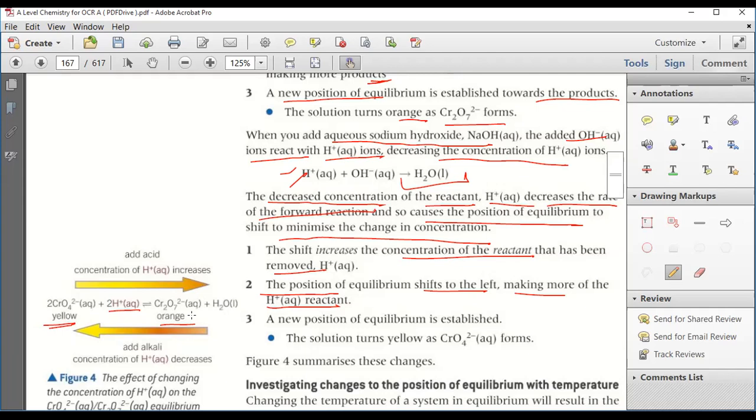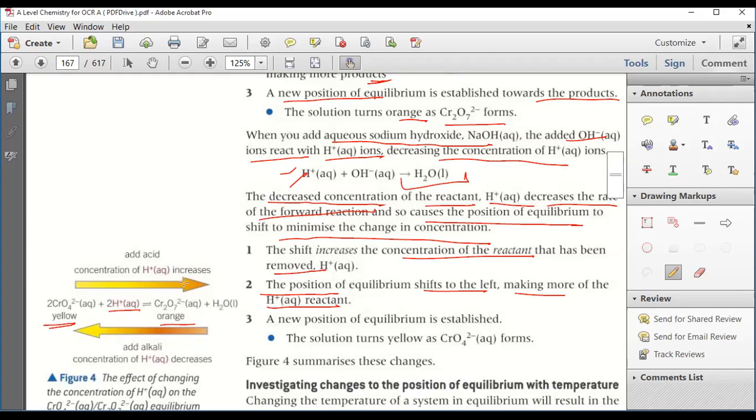As you add H+ ion, you are increasing the concentration of reactant. If reactant concentration is increased, it will move towards the product side, so yellow color is changing to orange. Now if you add alkali, that is a base, the concentration of H+ aqueous decreases, so it will change from orange to yellow. Any doubt in this case? Fine. I think that will be sufficient for today.